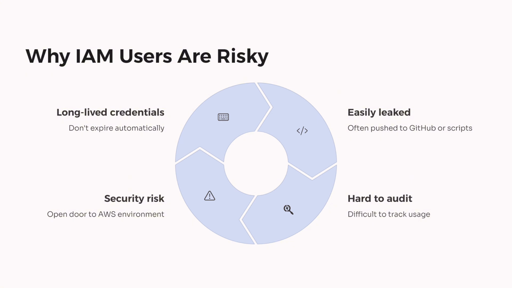The problem with IAM users lies in their permanence. Access keys don't rotate automatically. If exposed, accidentally pushed to GitHub, copied into scripts, or left in a config, they become an open door to your AWS environment. These credentials are hard to audit and even harder to contain once leaked. That's why they are no longer the default method of access.